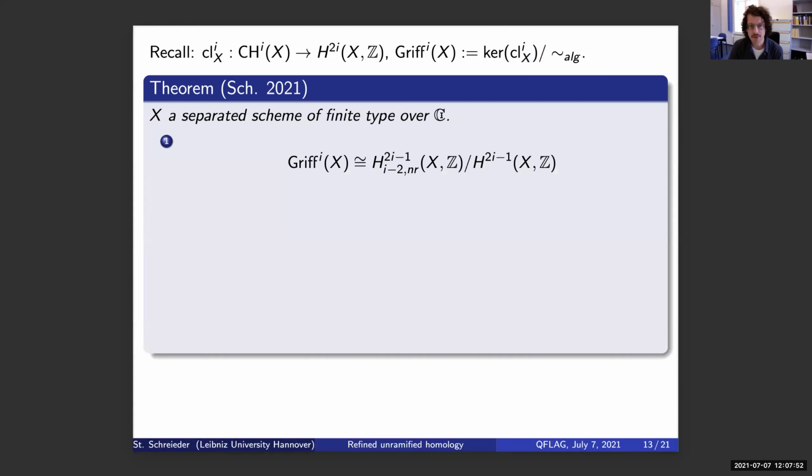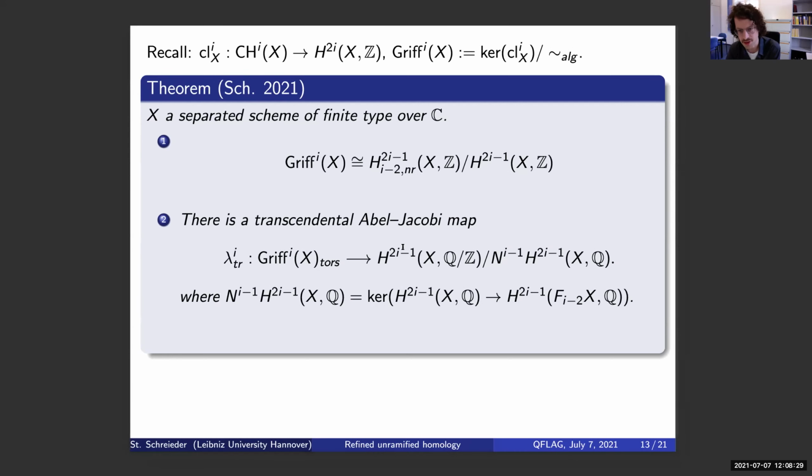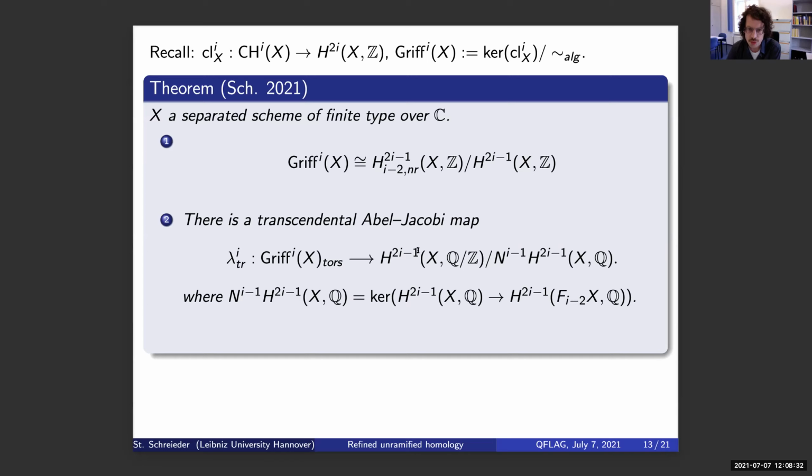And if one has such a separated scheme of finite type over C, then the first result is that indeed we can compute the Griffiths group in terms of refined unramified cohomology, and it will be a quotient of some refined unramified cohomology with Z coefficients, and we quotient out the image of usual cohomology, which again is Borel-Moore homology. And the second result is that if we look at torsion cycles, then there is a transcendental Abel-Jacobi map. So if you have a torsion cycle in the Griffiths group, you can associate to it a homology class in H_{2i-1}.